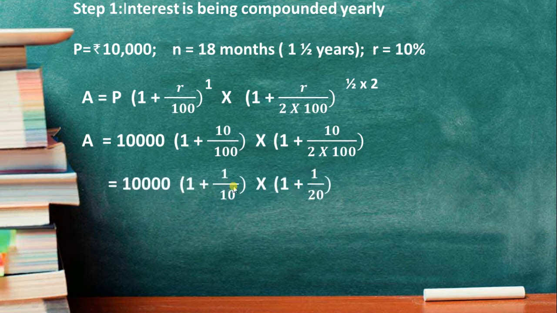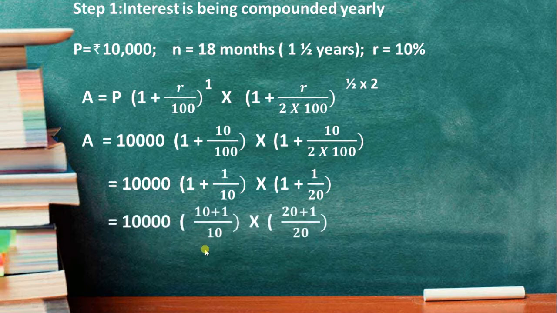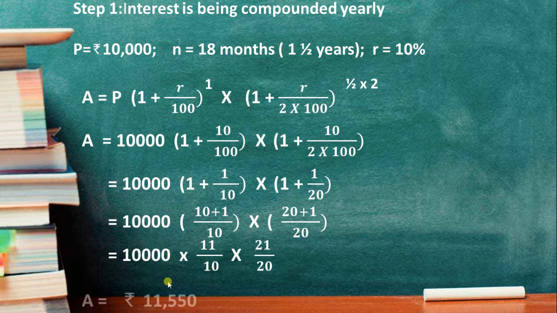Take its LCM in both the cases. After finding out the LCM, if you add the numerator, it results as 10,000 into 11 by 10 into 21 by 20. Again, now this is the time to simplify here. The zeros get cancelled. So, the final product will be equal to rupees 11,550. This is the amount.